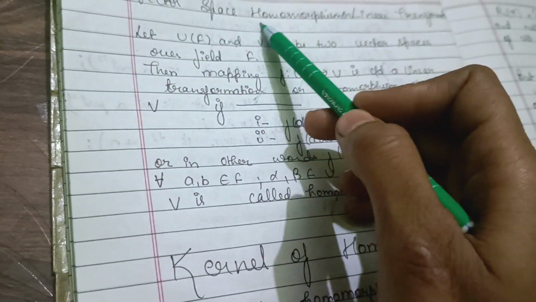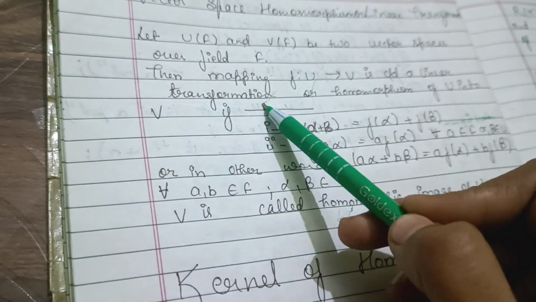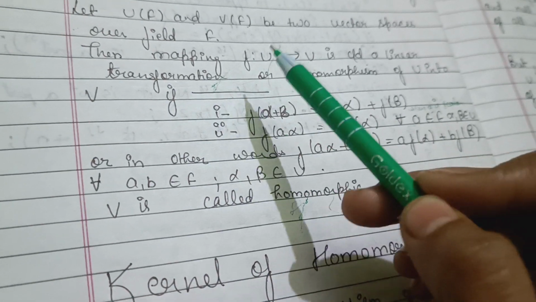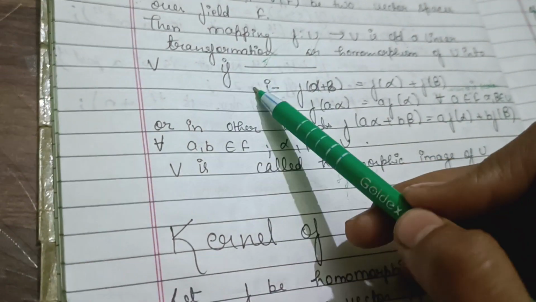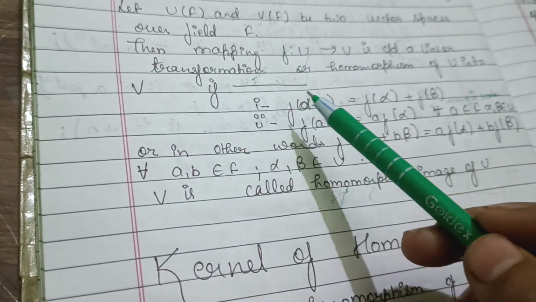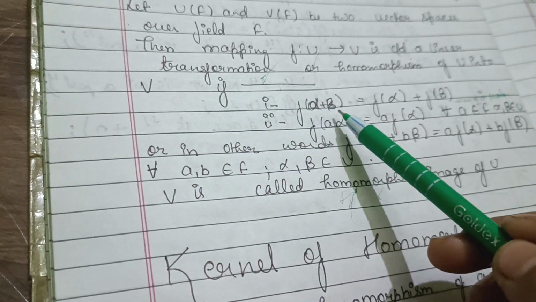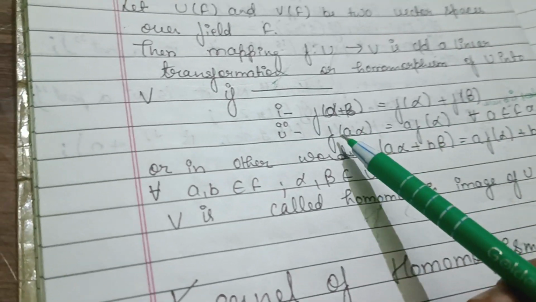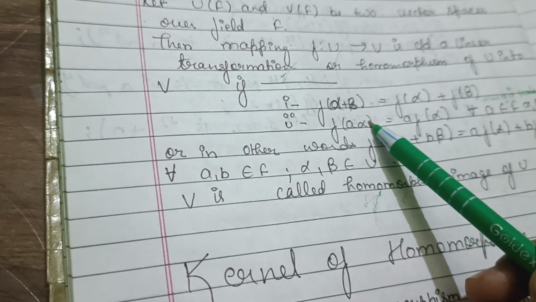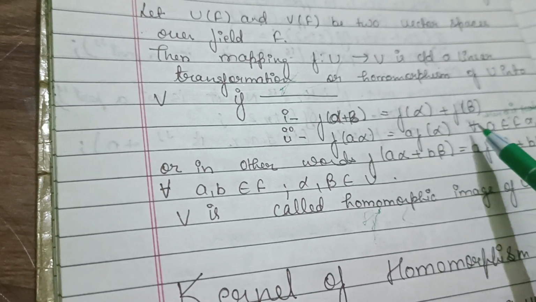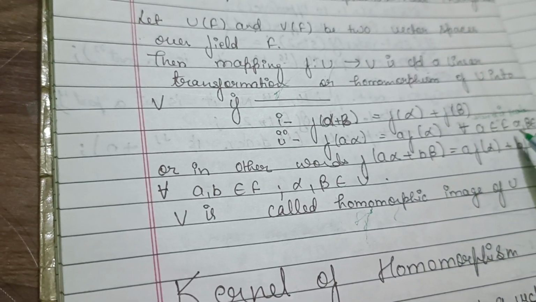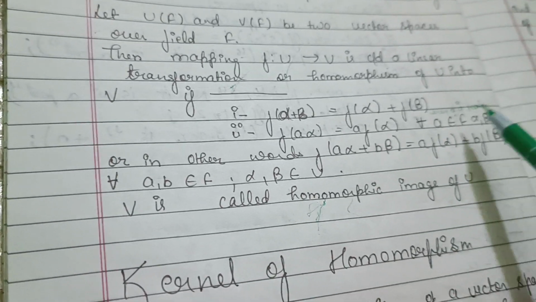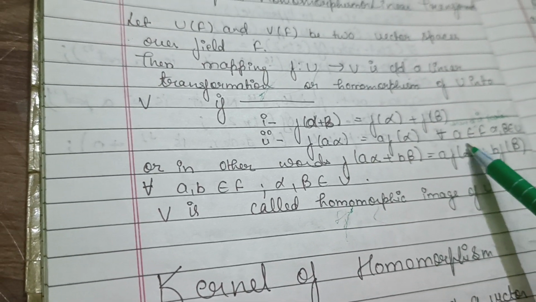The topic which I've written over here, this is what the actual meaning is: the mapping from U to V is what we call a linear transformation, or a homomorphism of U into V. Now there are two conditions for that. The first condition is f(alpha + beta) = f(alpha) + f(beta), and f(a alpha) = a f(alpha) for each a belongs to F and alpha, beta belongs to U, and the a used here is a scalar quantity.